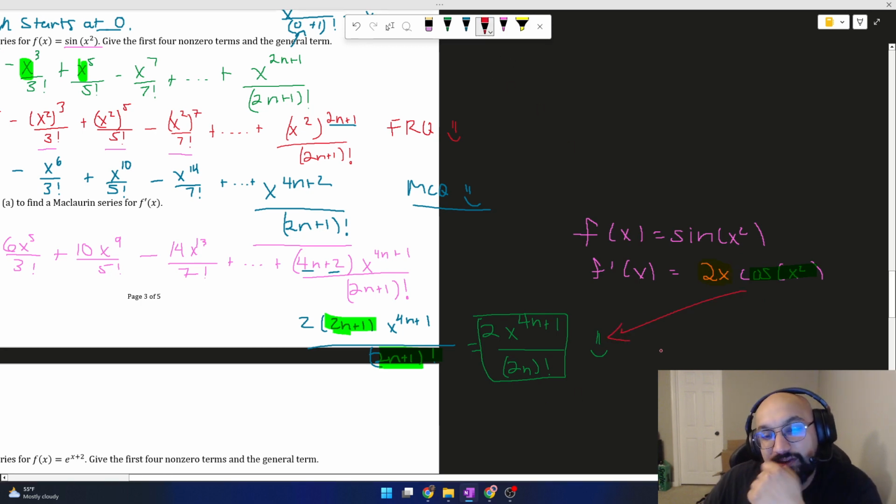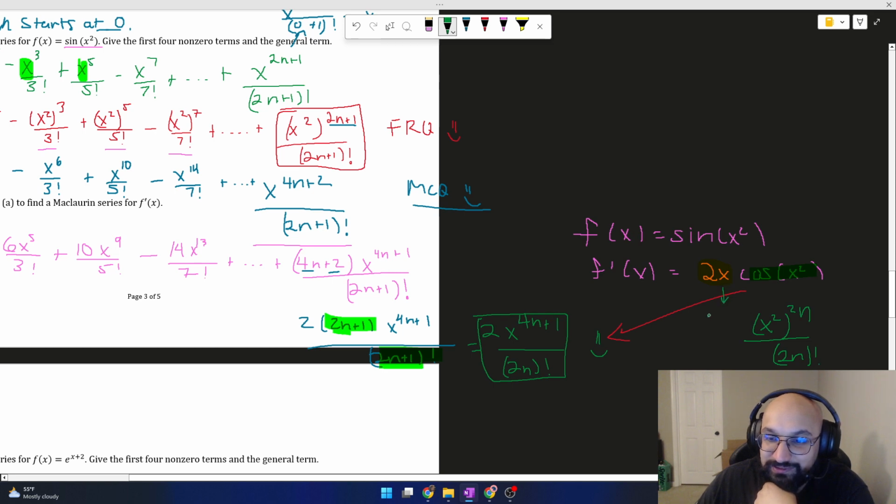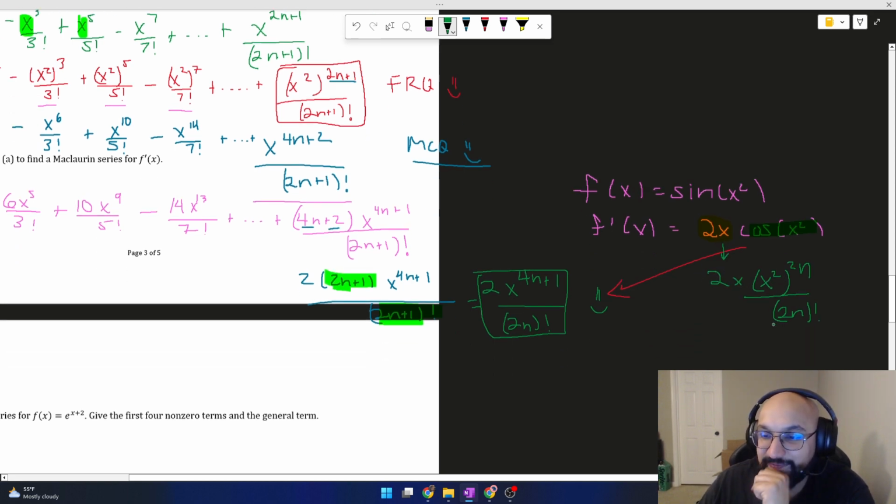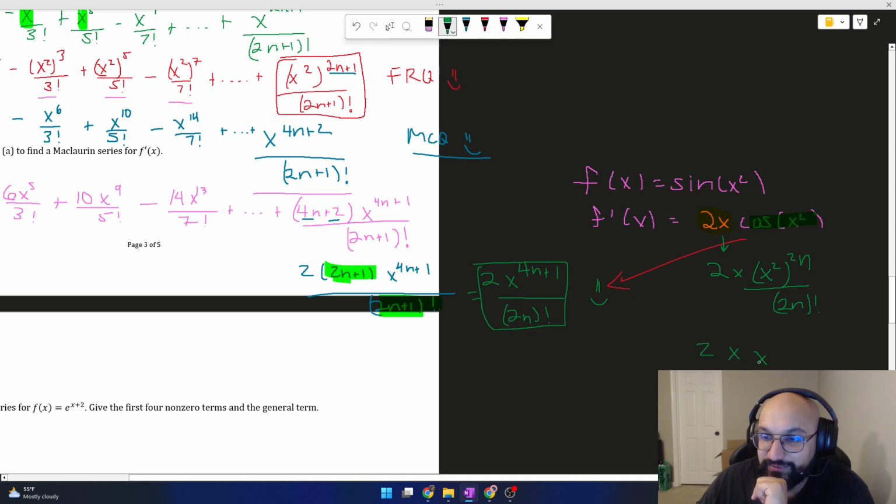Now, that looks kind of crazy to think about, but I think I kind of see it already happening. The cosine of x squared would be the exact same formula as this one right here, except it would be the even values. The even values would be x squared to the 2n over 2n factorial. And then if you multiply that by 2x, think about how this could all work out. These are really equivalent because you get 2x, x to the 4n over 2n factorial, which is the same as 2x to the 4n plus 1 over 2n factorial. Now I think this is kind of a cool connection because it really does show you that the manipulation techniques are valid, at least one example of the manipulation techniques being valid.